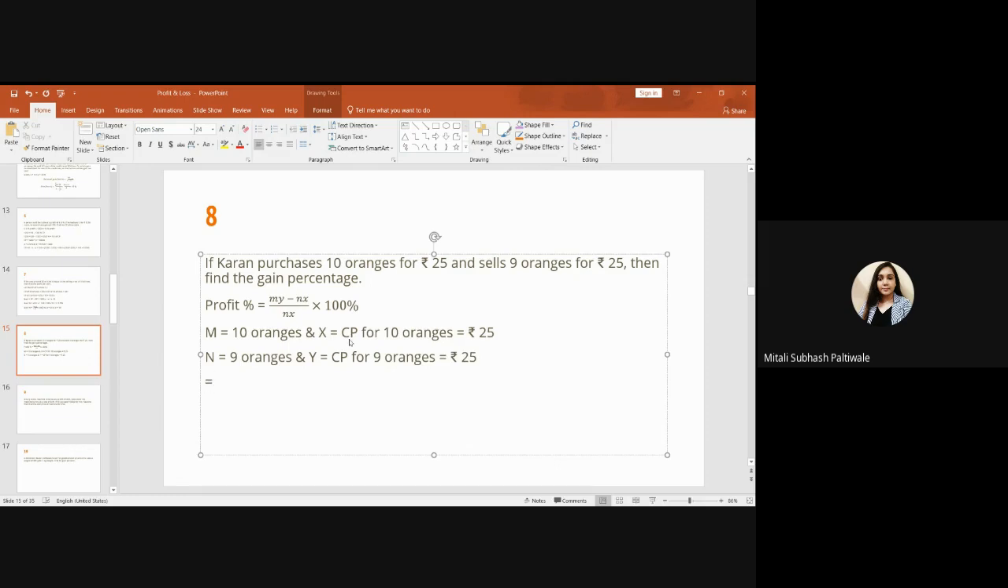This is equal to M into Y, 250 minus NX, 9 into 25. This would be 225 divided by 225 into 100%, which would be equal to 25 divided by 225 into 100. This will again give you 100 by 9 as the answer, which is nothing but 11 into 1 by 9 percentage.